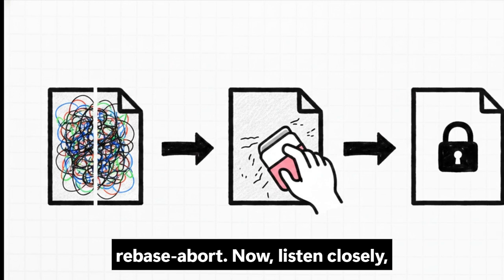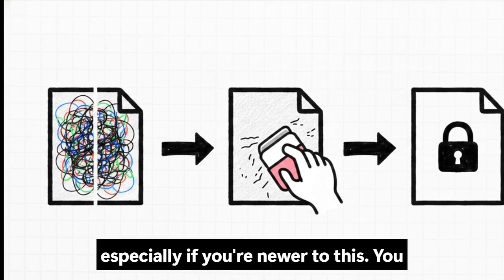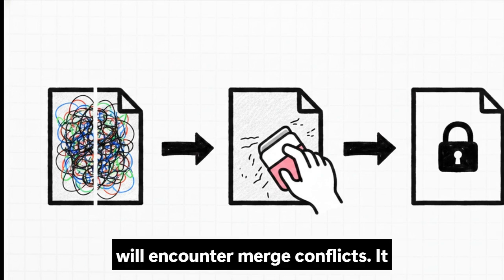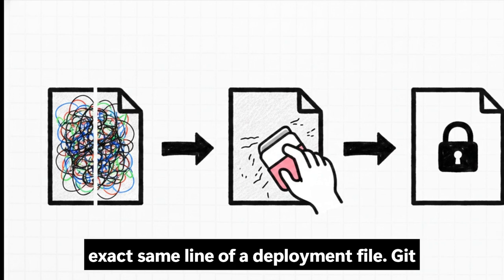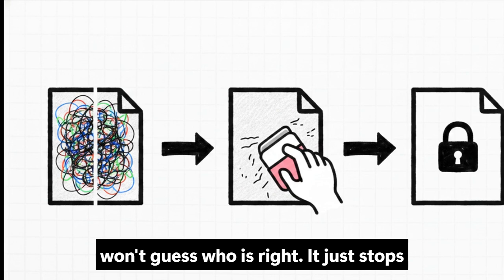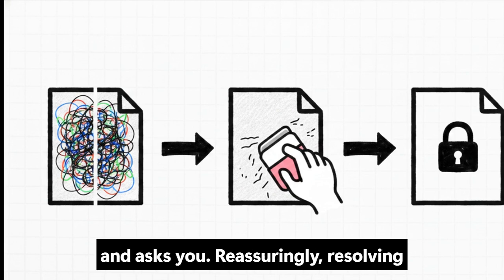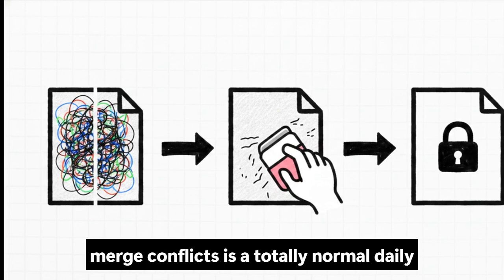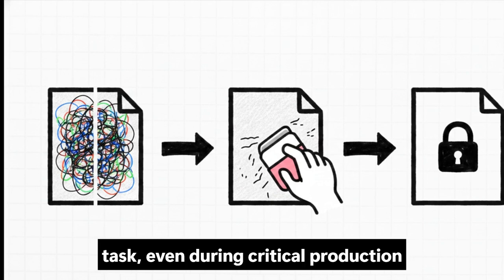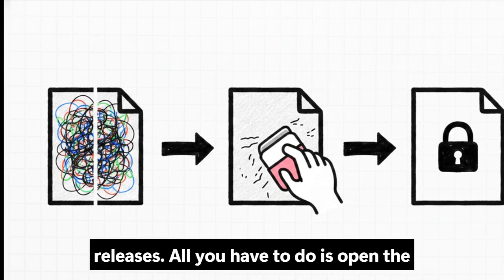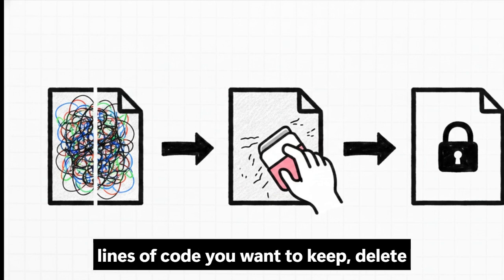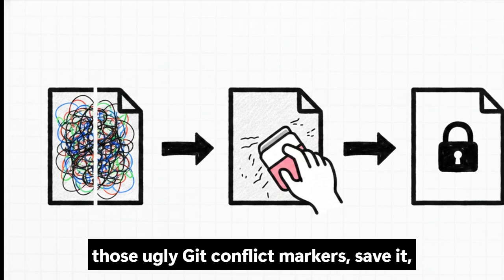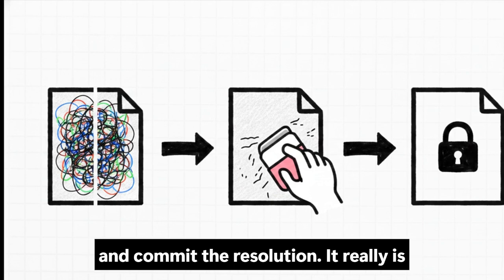Now, listen closely, especially if you're newer to this. You will encounter merge conflicts. It happens when you and a teammate edit the exact same line of a deployment file. Git won't guess who is right. It just stops and asks you. Reassuringly, resolving merge conflicts is a totally normal daily task, even during critical production releases. All you have to do is open the conflicting file, manually pick which lines of code you want to keep, delete those ugly Git conflict markers, save it, and commit the resolution.